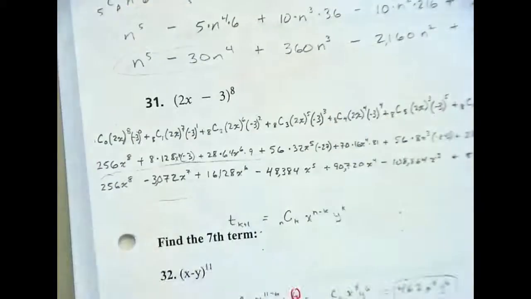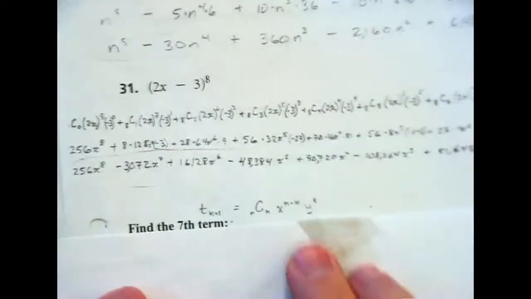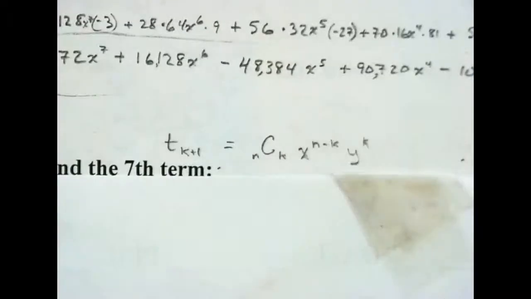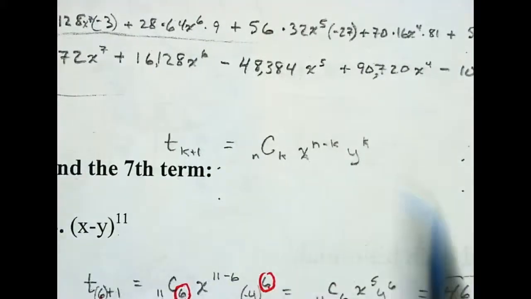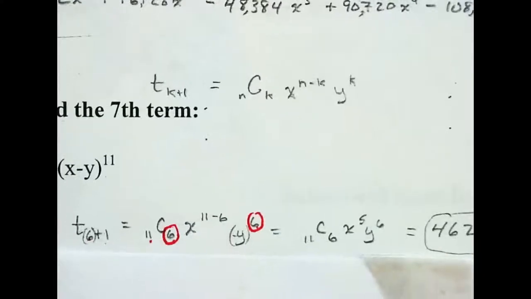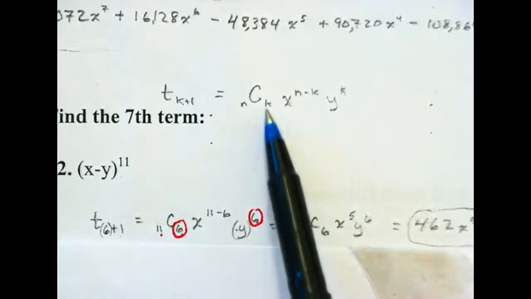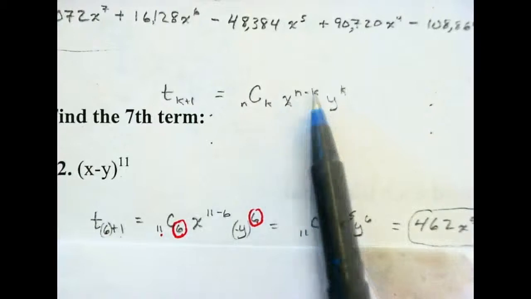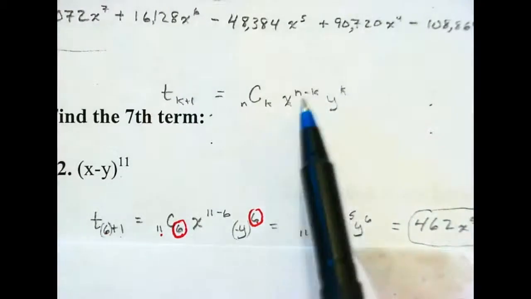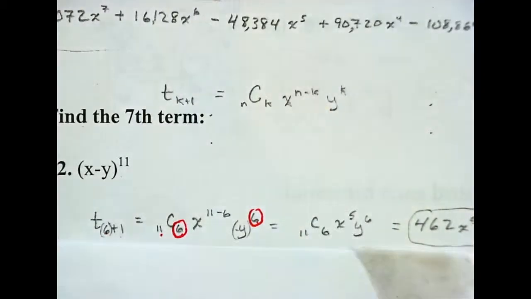Here's the formula. If you think of your term as the term of k plus 1, that is equal to n choose k, x to the n minus k, and y to the k. That may be more confusing to you than the way we just discussed it. And that's the formula to find 32 and 33?